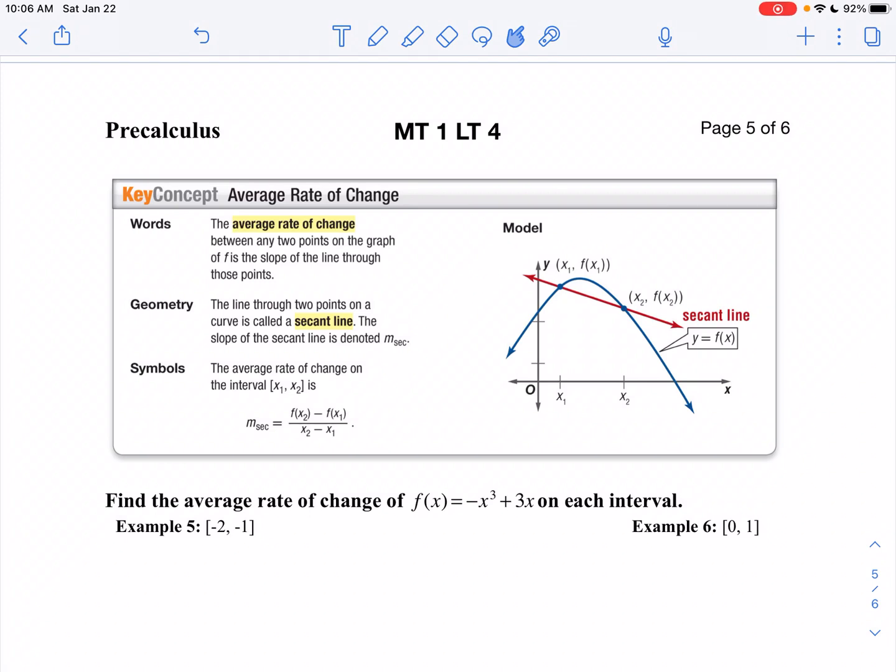We know for a line, slope is the change in y over the change in x. When we're looking at a nonlinear graph, we call that the average rate of change because it's going to be changing along the whole thing, isn't it? The slope isn't the same.